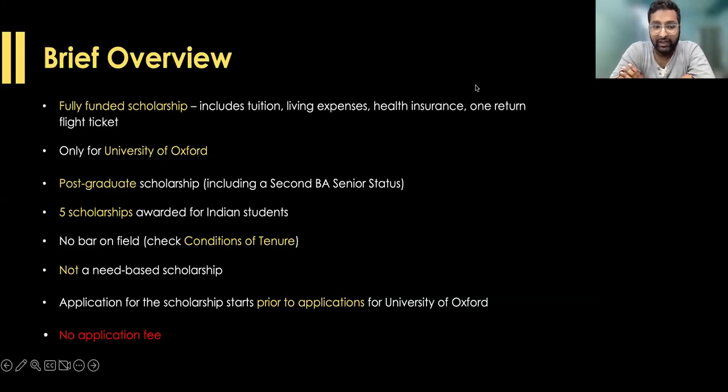However, there is a conditions of tenure document that you should look at very carefully. You can find it on the Rhodes website, which lists certain combination of courses and certain specific courses that are not covered by the scholarship. For the most part, these are very, very few courses from a large variety of courses that Oxford has to offer. And finally, it's not a need-based scholarship. So the Rhodes has a very specific criteria which it looks into and which we'll talk about during the course of this event. Financial need is not the only basis on which the scholarship is given out. And I guess the best part is that there's no application fee, so it's always worth a try.